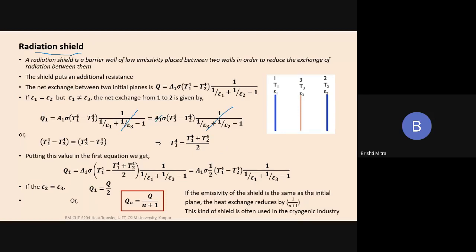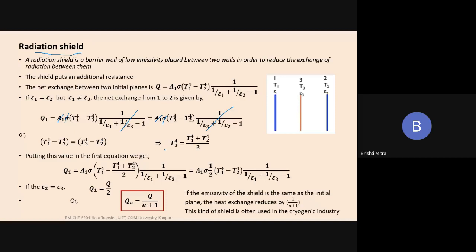Apart from that, A1 sigma is there, and here also there is A1 sigma, so this also cancels out. So what we are left with is T1 to the power 4 minus T3 to the power 4 is equal to T3 to the power 4 minus T2 to the power 4.